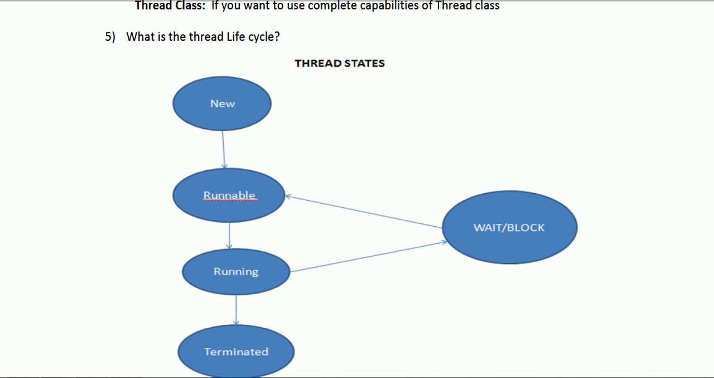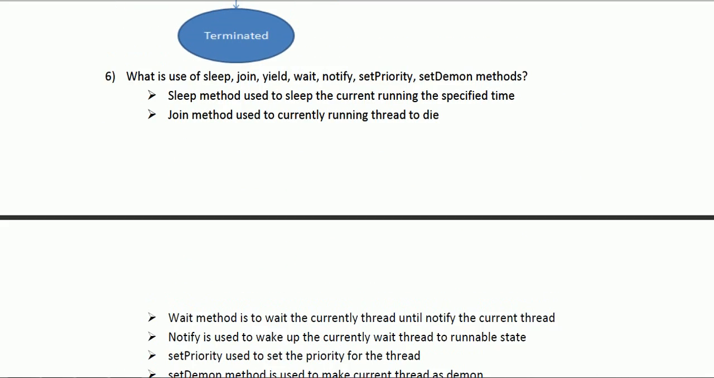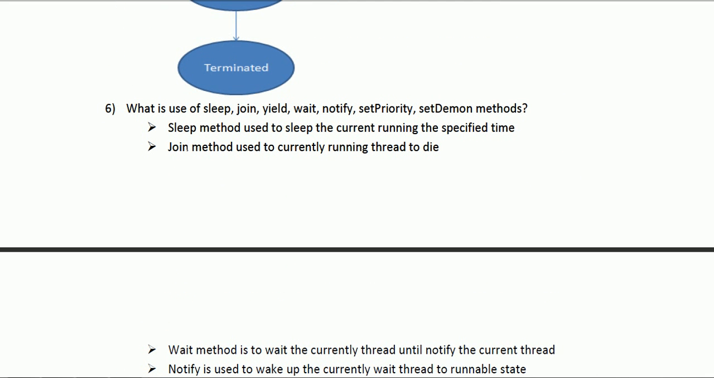Now, the next question is, we have different methods available in the Thread class, that is sleep, yield, join, wait, notify, setPriority, daemon. So what is the use of each method? It is a permutation and combination, so these are very frequently asked questions about these methods.